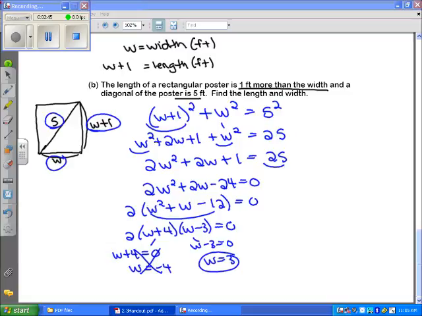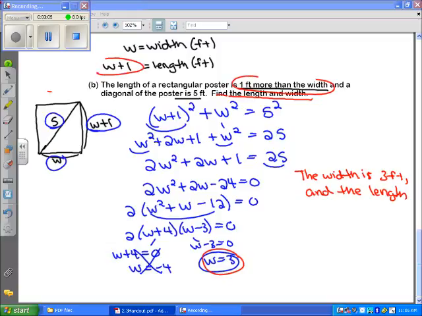Okay, so to answer the question, which was find the length and the width: the width we know is 3 feet. And the length, if you recall, is 1 feet more than the width. So if we look at the formula up here, if the width is 3, the length would have to be 4 feet. Okay, so that answers this particular question.